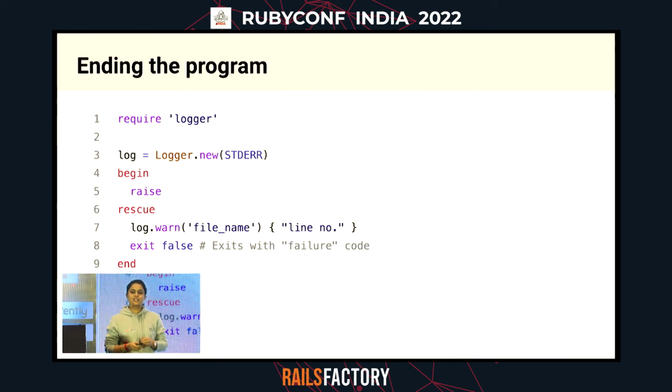Some failures are so severe that there is no other opportunity to fix them, and we have to end the program. We can do it using exit. Here we are calling exit with the false argument. It will simply end the program with the failure code. Did you know that when we call exit, we are actually raising an exception, that is the SystemExit exception?